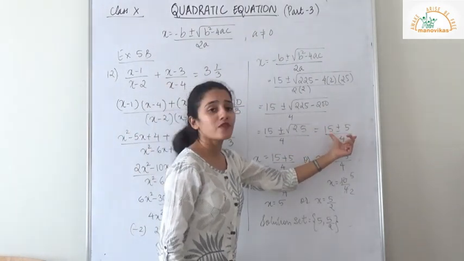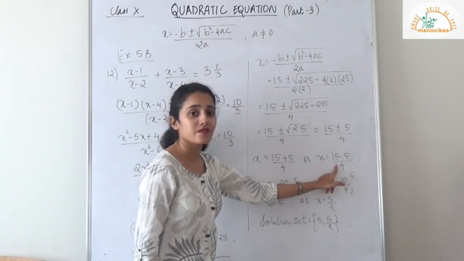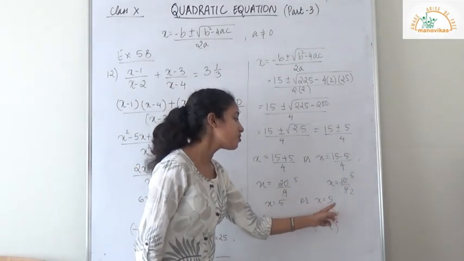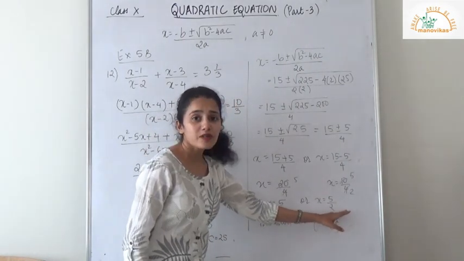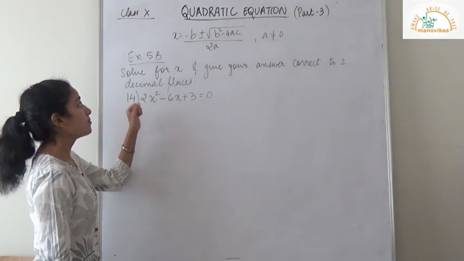From here you get two values of x. One is with a positive value and one is with a negative one. Solve them and you get x equal to 5 and x equal to 5 by 2. Don't leave the question at this. Do write this. Let us consider the next problem.